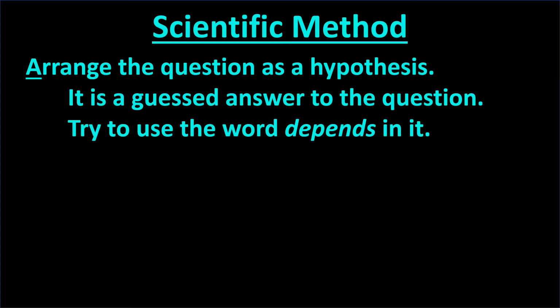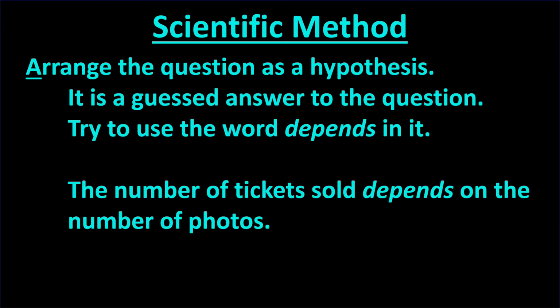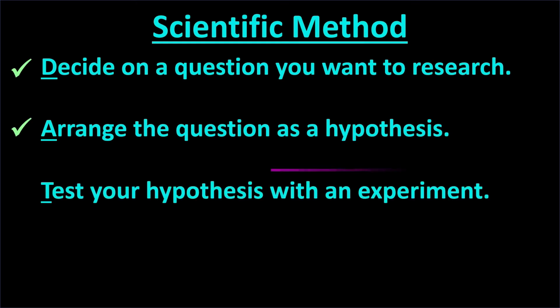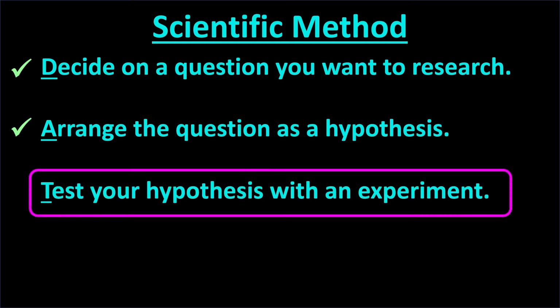For reasons we will demonstrate later, it can help to put the word depends in the hypothesis when we're first learning how to do research. Here's one we can use. The number of tickets sold depends on the number of photos on the homepage. Now we're ready for the third step, which is to test our hypothesis with an experiment.